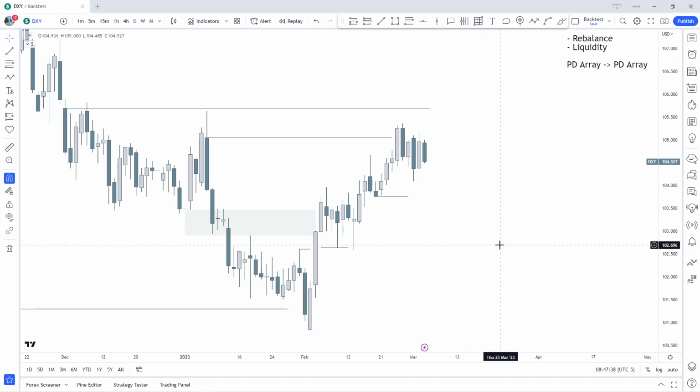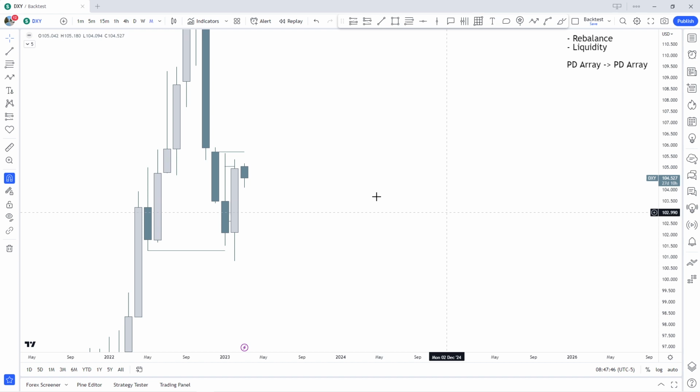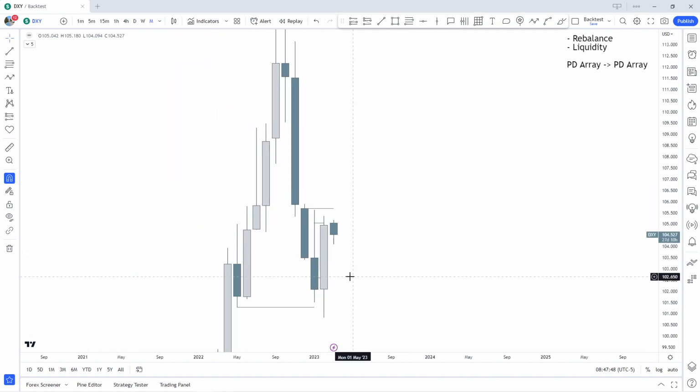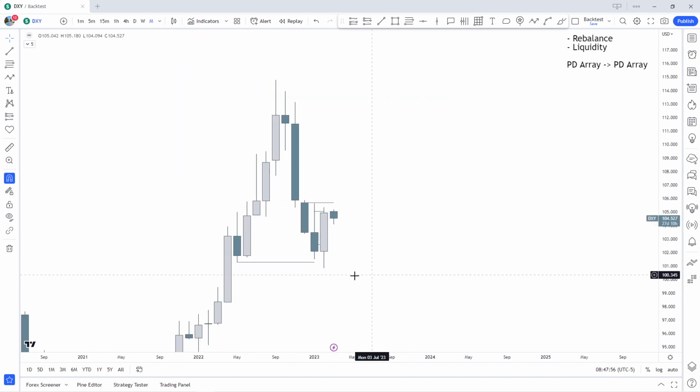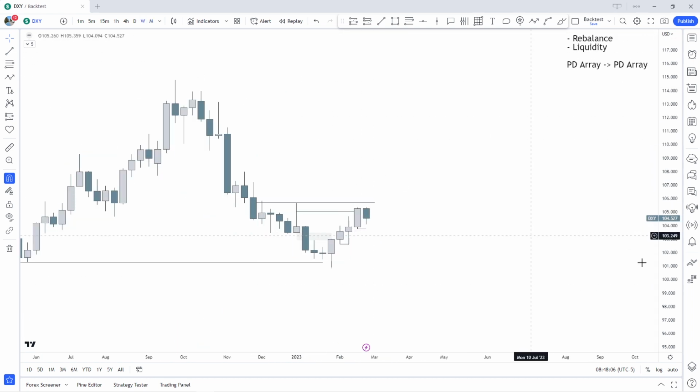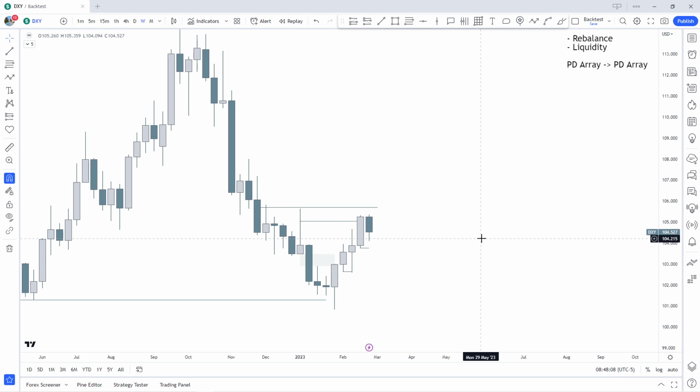This can differ a little bit on the time frame because on the daily you can see we are targeting liquidity, but on the monthly you can see that we are rebalancing. Also remember that we're moving from PD array to PD array, so we're moving from this discount array to this premium array, possibly to a next discount array. Buy side liquidity to sell side liquidity, over and over.